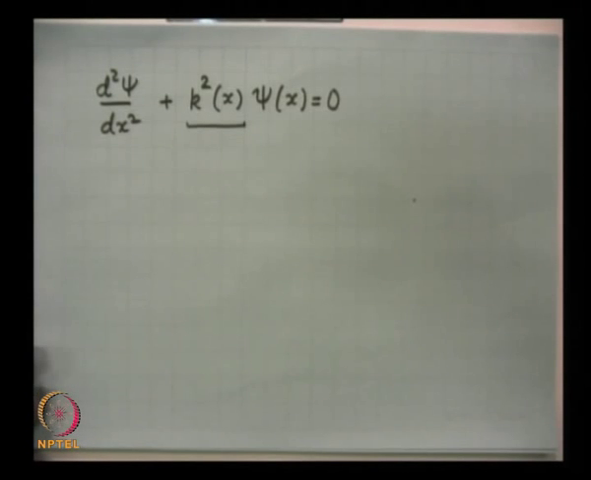where k square of x is an arbitrary function of x. However, we assume it to be a smoothly varying function of x. It does not change too much. How much is too much? We will quantify that statement as we go along the lecture.